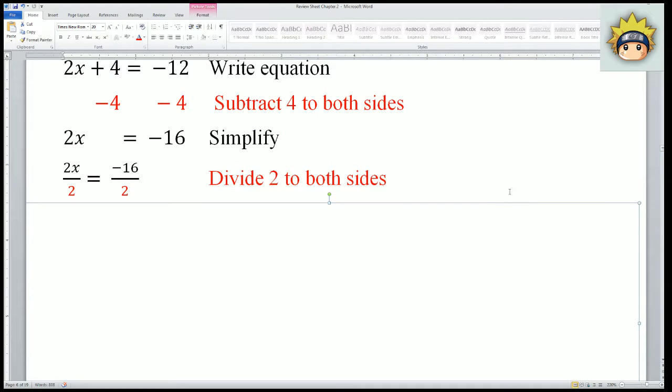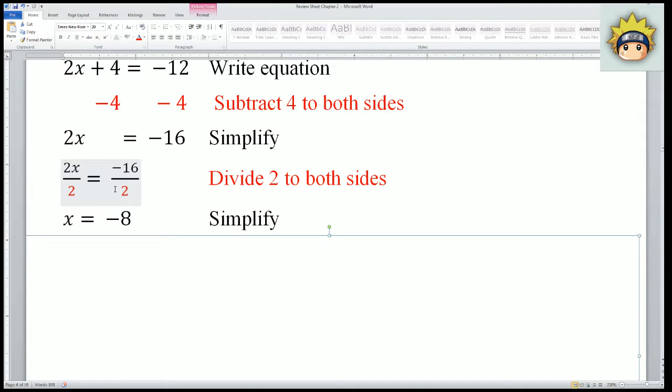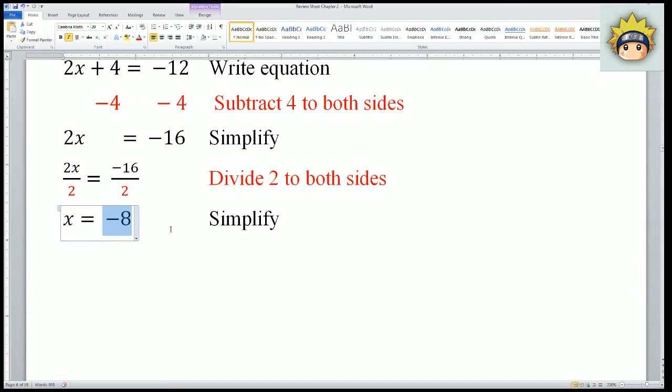Once you divide both sides by 2, you can simplify. On the left-hand side, you get x. Okay. On the right-hand side, negative 16 divided by 2 is negative 8. Remember, the answer is still negative, okay? Because a negative divided by a positive is still negative.